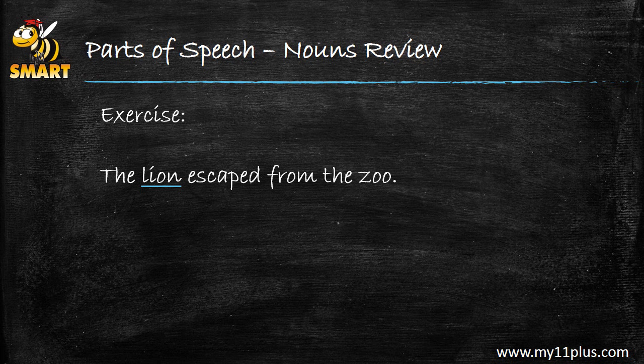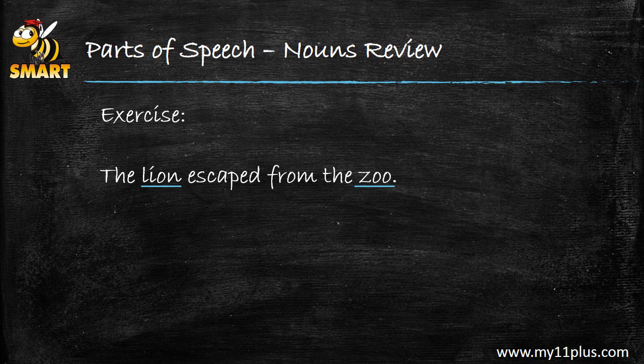Okay, the first one I see is the word lion. What type of noun is lion? If you said lion is a common noun, then you're correct. If you said lion is a concrete noun, you're also correct. And if you said lion is a countable noun, you're correct as well. Because lion is the general name given to a type of animal. We can count the number of lions, and we can also see or touch a lion. Not that I would want to do that, but we can do that.